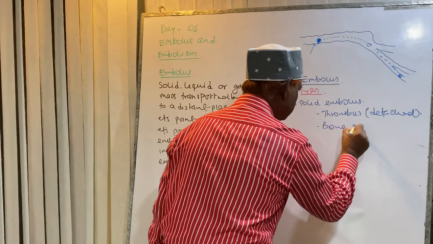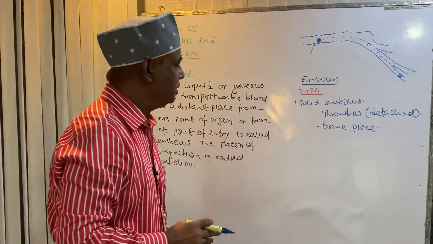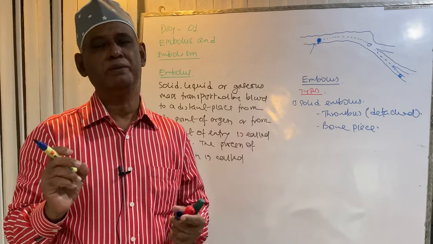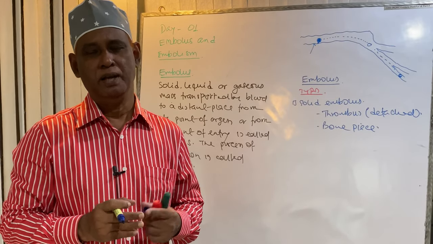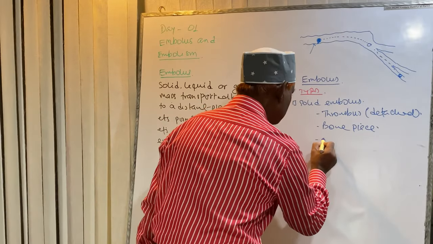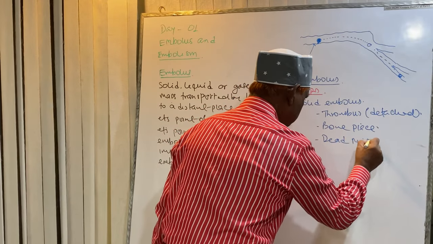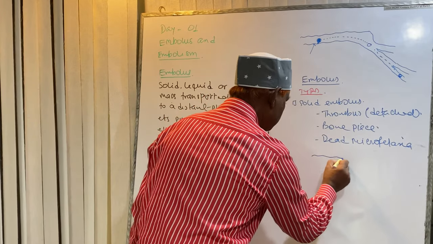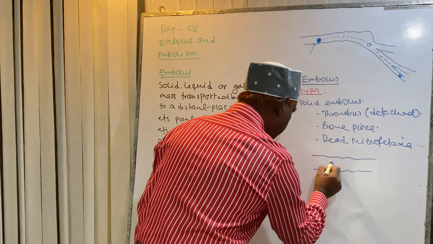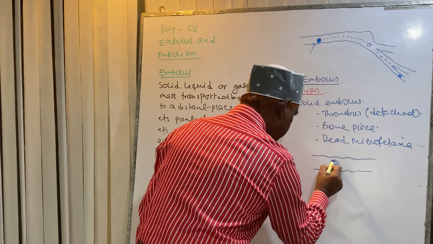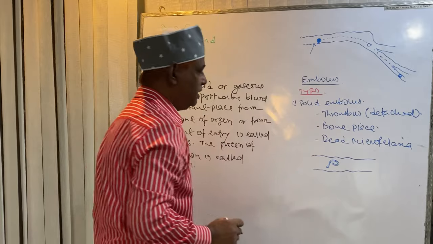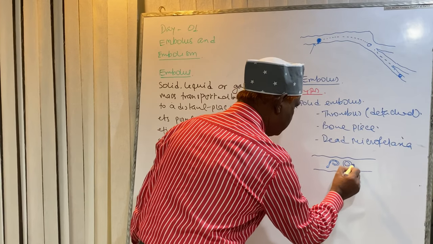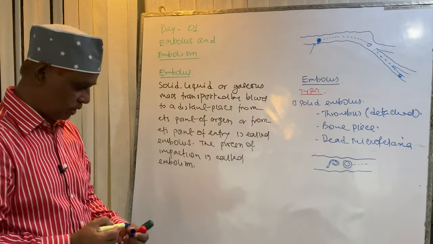Bone piece. Dear audience, if there is multiple fracture of bone following road traffic accident, the bone piece may enter into the blood and it may be transported by blood as solid embolus. Dead microfilaria. Dear audience, you know microfilaria like this remain within the blood. If the microfilaria is dead in blood, this dead microfilaria is transported by blood as solid embolus.